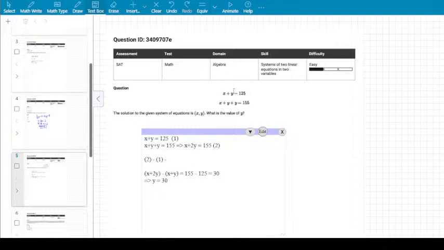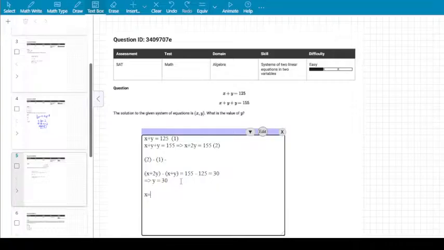And you can also find out x by putting it here. So if y is 30, x will be 125 minus 30, which is 95. So we can write that down also. X equal to 95. So that will be our answer. 30 is the correct answer.